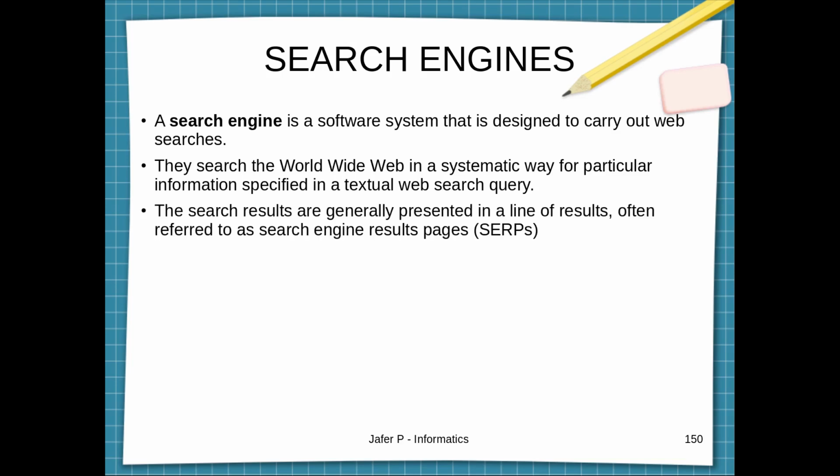The search results are generally presented in a line of results, often referred to as search engine result pages, SERPs. What are SERPs? SERPs are the web pages that contain the search results line by line. You can see it will display the search results line by line, and that search result page is called a SERP, search engine result page, right?